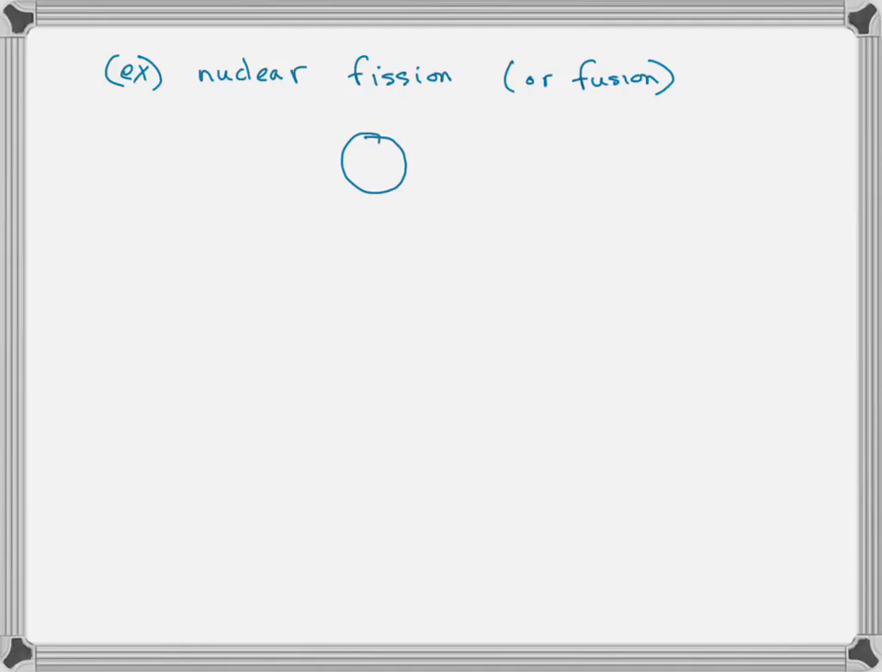We split an atom, so it goes into two or more smaller pieces, right? That's fission. Fusion is where we fuse two nuclei together in order to make a larger atom, right? So what we get out is a larger atom.